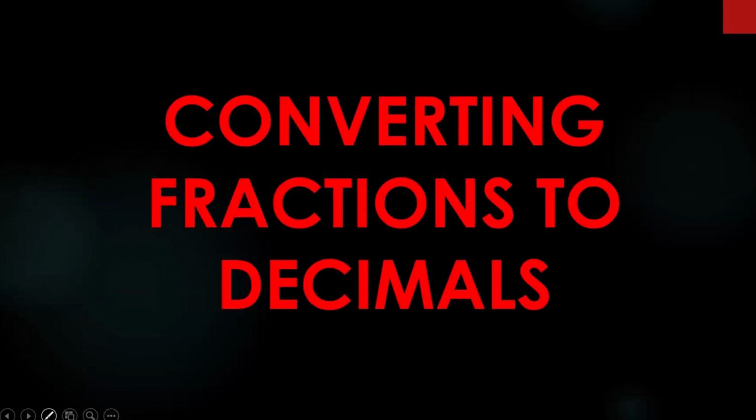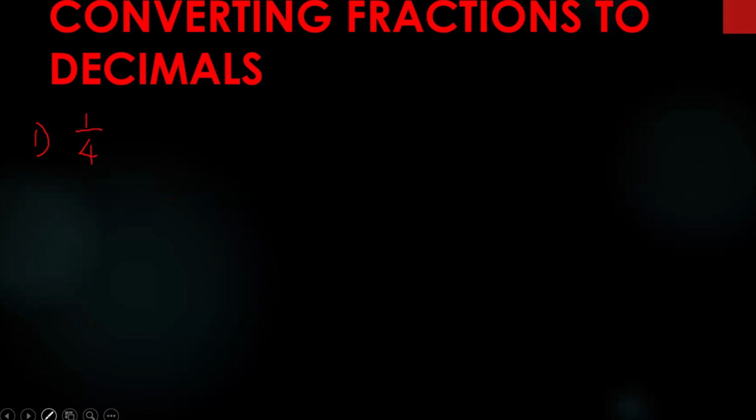Today, we'll be taking a look at how to convert from fractions to decimals. How do we convert from fractions to decimals? We do this by dividing the numerator by the denominator. Here we have 1/4, for example. So we divide 1 by 4 using the long division method.